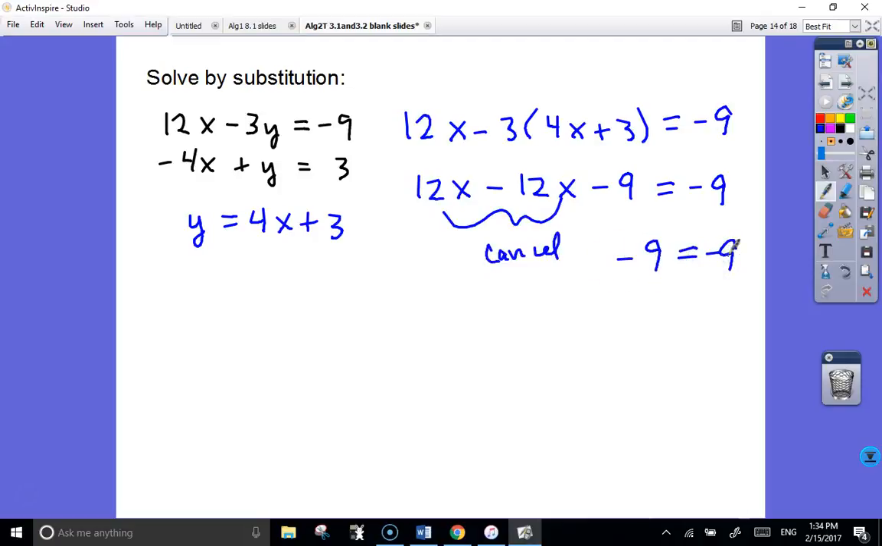What property says that's true? Reflexive property, right? So that is true. So what it means is there's no variables involved. It's either always true or always false. In this case, it's true. So what does that mean in terms of the graph? It's the same line.